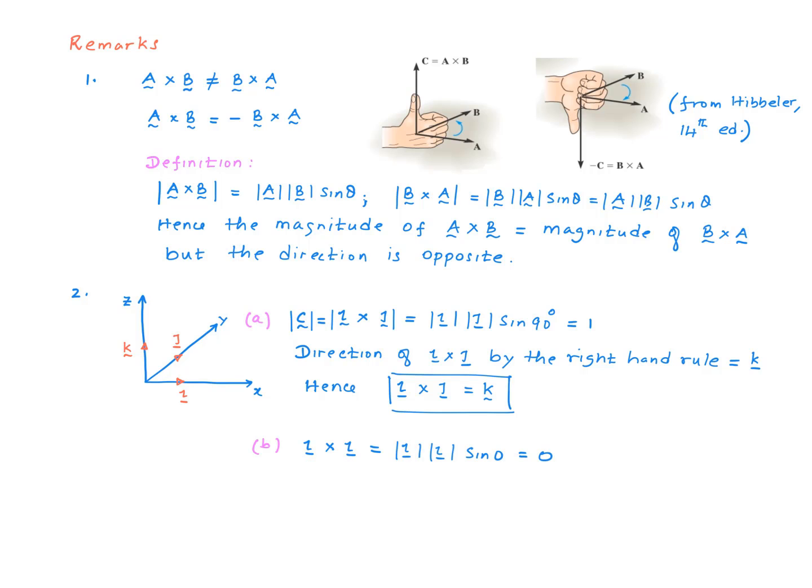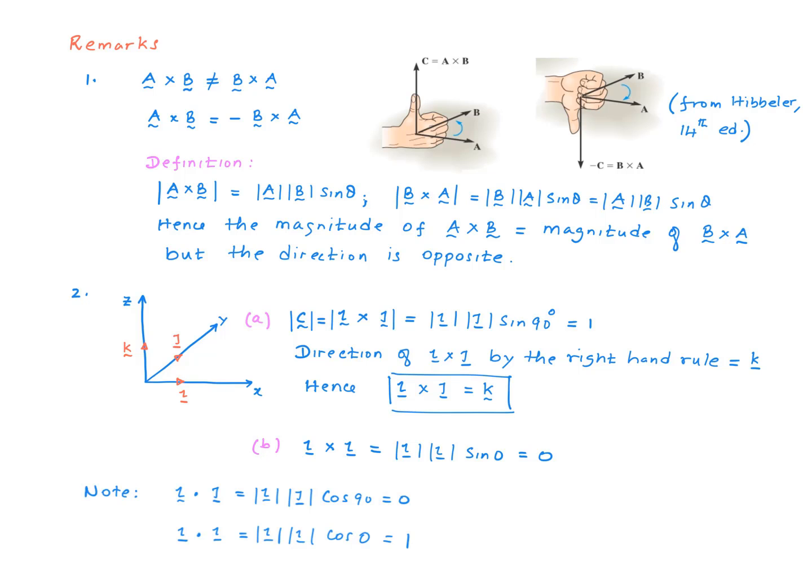What about i cross i? Well, by definition, i cross i would be the magnitude of i times the magnitude of i again, times sine of the angle between i and i. The angle between the same vectors would be 0, and therefore this is 0. So you can see you can derive similar relationships between j cross k, k cross i, and so on. And these relationships come in handy in some equations when we try to simplify.